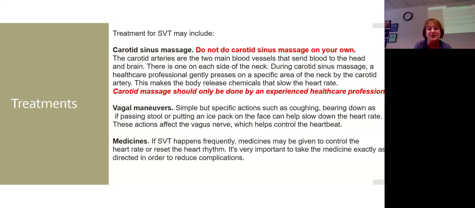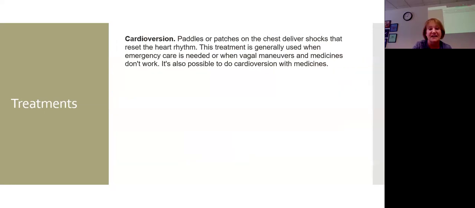So medicines also. So SVT happens frequently. Medicines may be given to control the heart rate or reset the heart rhythm. It's very important to take medicine exactly as directed in order to reduce complications. And then what Dodie had done, the cardioversion. So paddles or patches on the chest deliver shocks that reset the rhythm. And this treatment is generally used when emergency care is needed, or when vagal maneuvers and medicines don't work, or when the patient's going down the tubes.